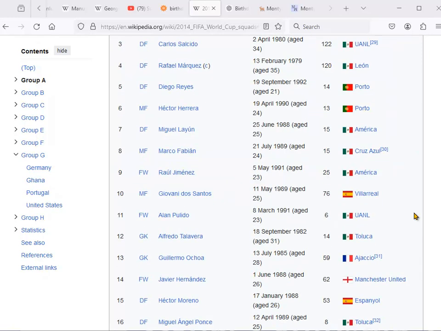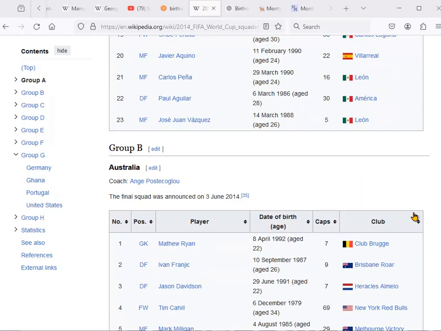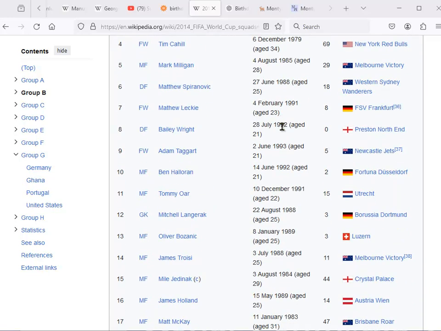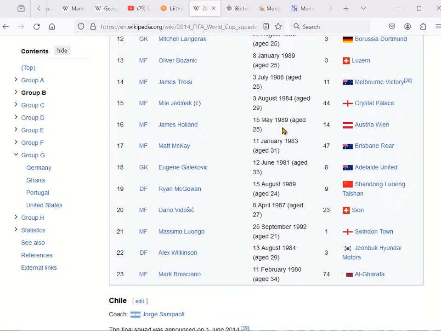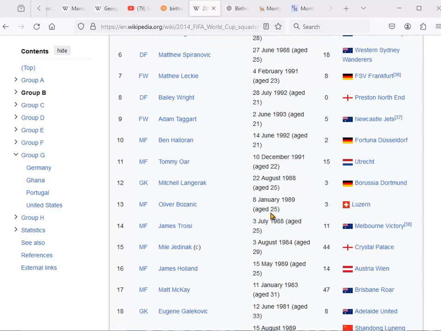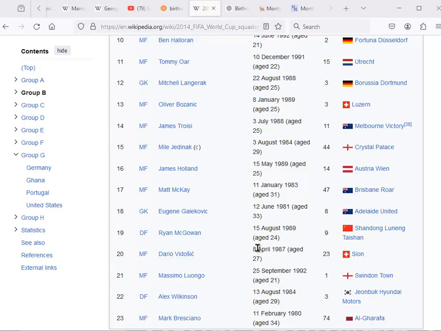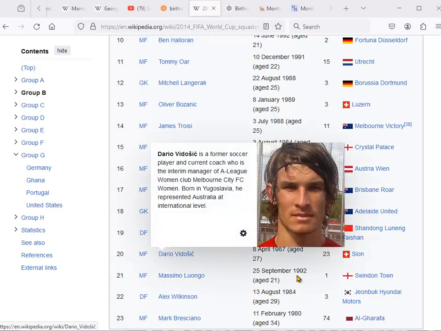So let me scroll to, I believe it was Group B, and it was Australia, and here I did find April 8th. So the goalie, Matthew Ryan, April 8th, and the other one is, let's see, where did he go? There he is, Dario Vidozic. Also April 8th. Again, if you check, they're not even the same year, and again, you're only looking for the month and day. So there are hits in here. It just happened that in my group, the one I chose, there weren't any, so whoops.